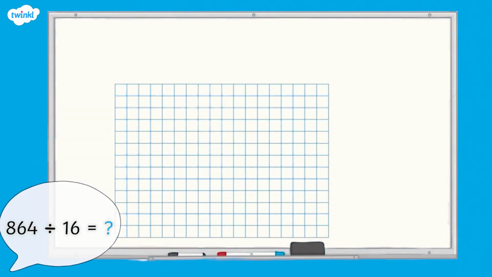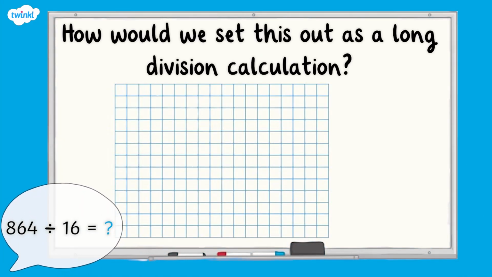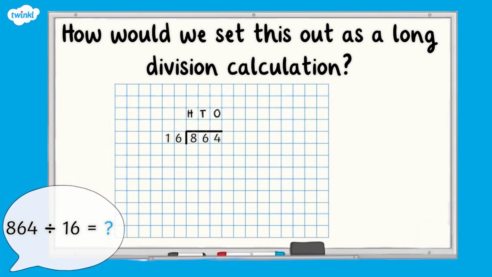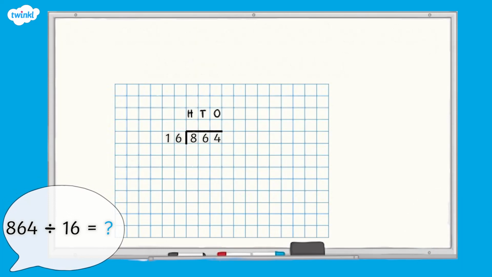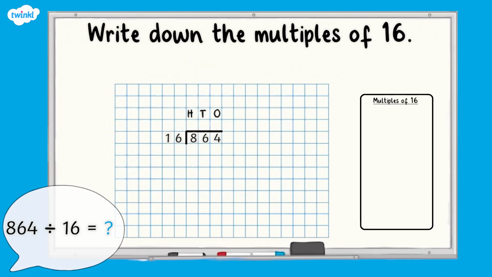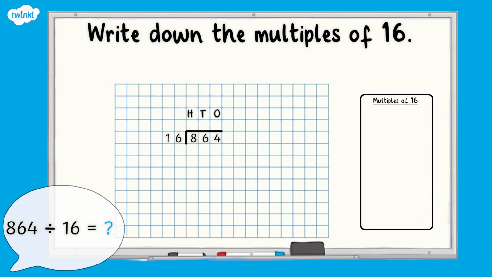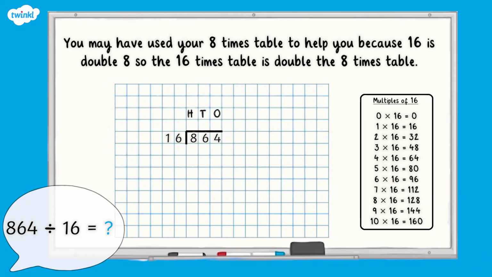Now it's your turn. Let's work through this division calculation together. The calculation is 864 divided by 16. How would we set this out as a long division calculation? Well, first of all, we need to list the multiples of 16. Pause here and write the first 10 multiples of 16. Think carefully about which times table would help you with this. Did you get the multiples of 16 up to 10 times 16? Here they are. You may have used your 8 times table to help you, because 16 is double 8, so the 16 times table is double the 8 times table.